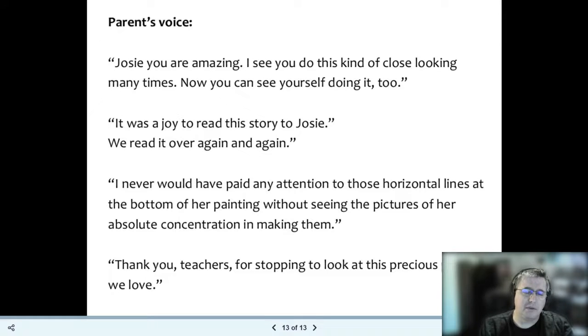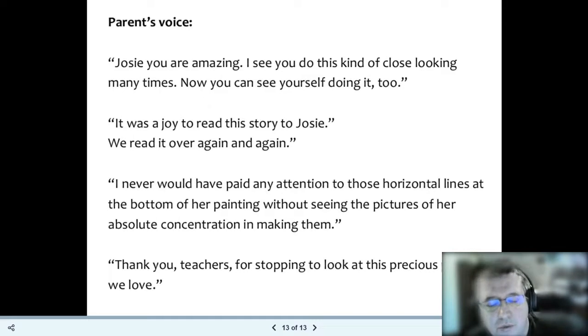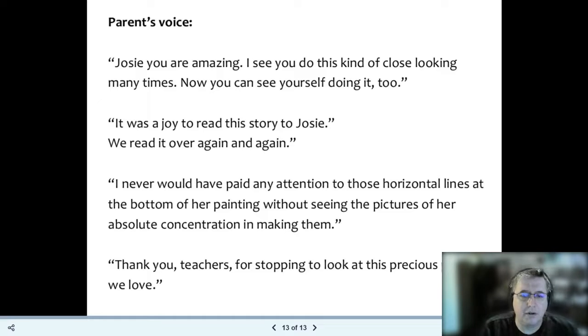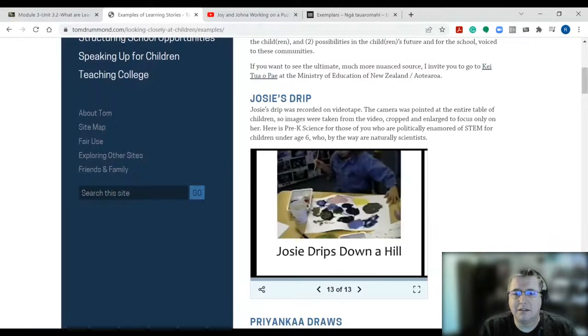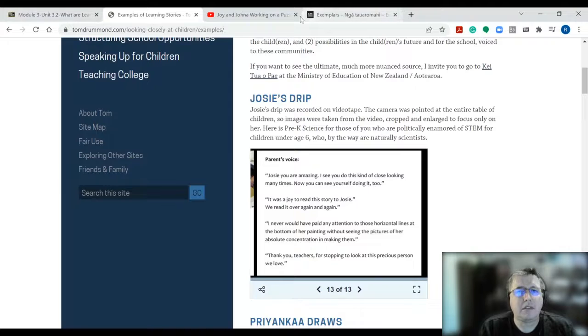I want to call it the family voice, not just the parents, because we could also have grandparents or siblings or the child themselves add to the story. Okay, so that's the learning stories.